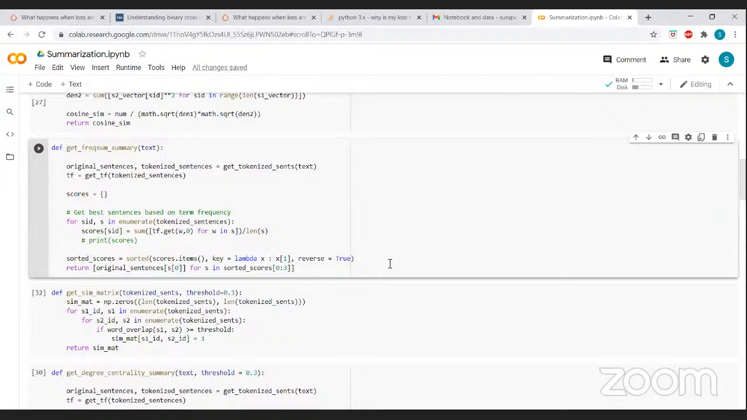That is perfect. So basically, you look at the line where it says scores of SID, and then you sum over TF.get of W. Instead of all words in S, you use for W in your predefined list of words. So if that word is both in S and in your list, only then you add that to your score, and not otherwise. That's very good. Good, Swarna. That's exactly what you need to do.